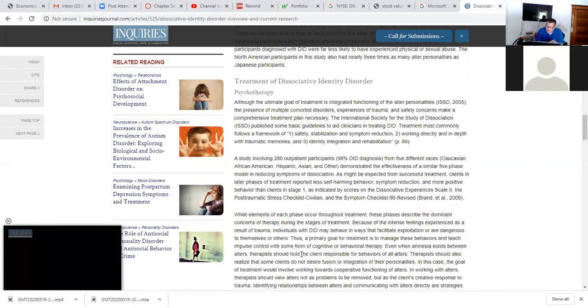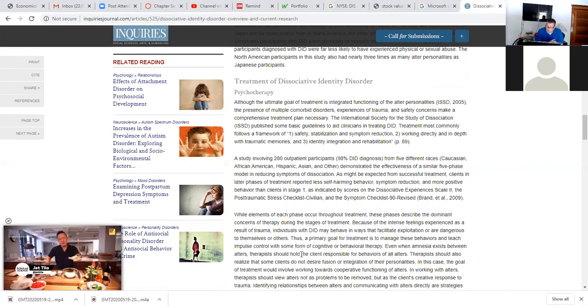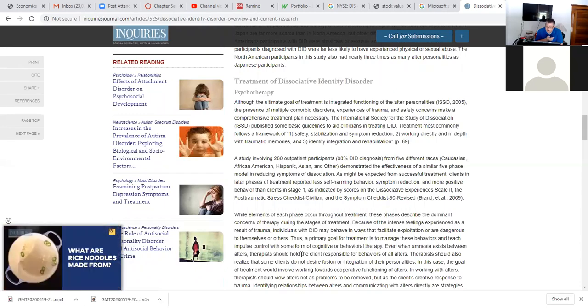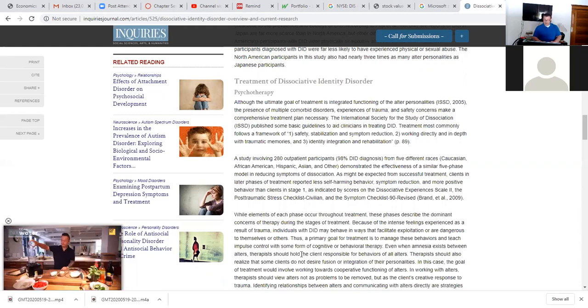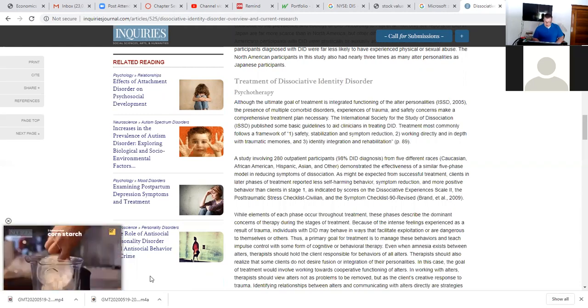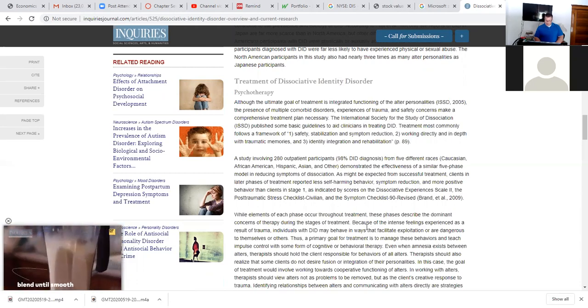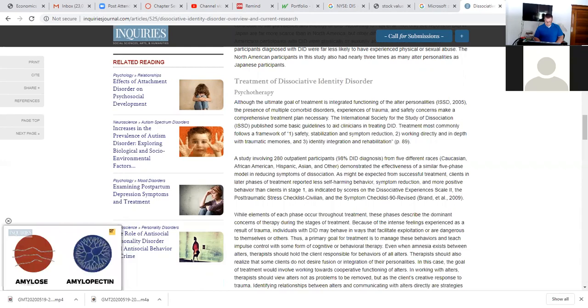So this is how it would go. Treatment most commonly follows a framework of, and this actually answers another question on there, the steps. Safety, stabilization, and symptom reduction, working directly and in depth with traumatic memories, and then identity, integration, and rehabilitation would kind of be the steps there. And while elements of each phase occur throughout treatment, these phases describe the dominant concerns of therapy during the stages of treatment. So that kind of answers that question there.